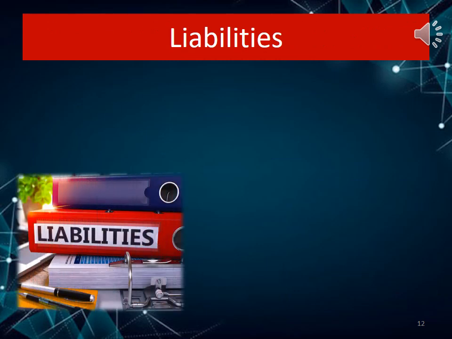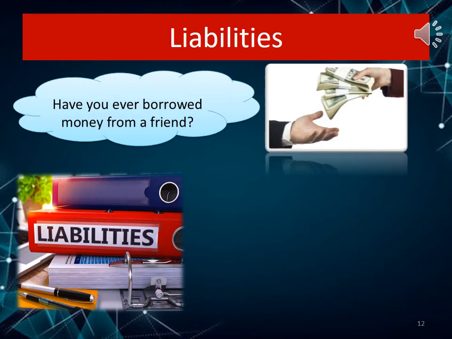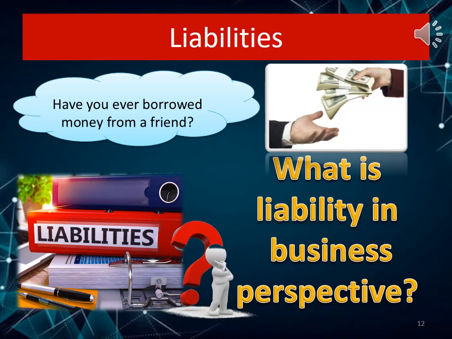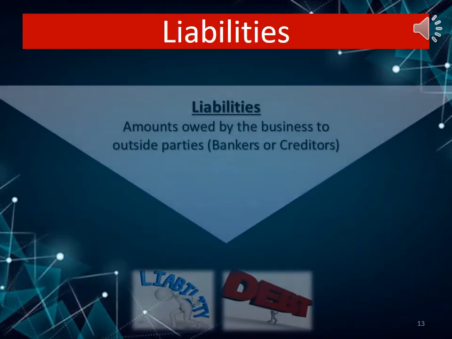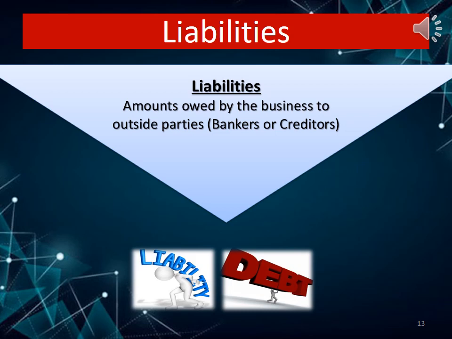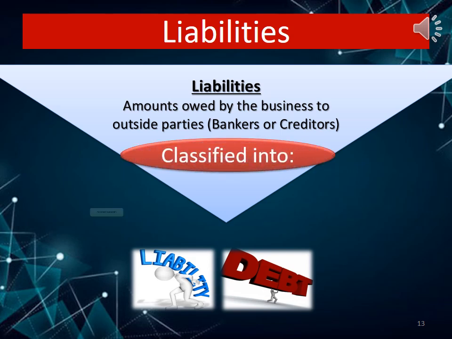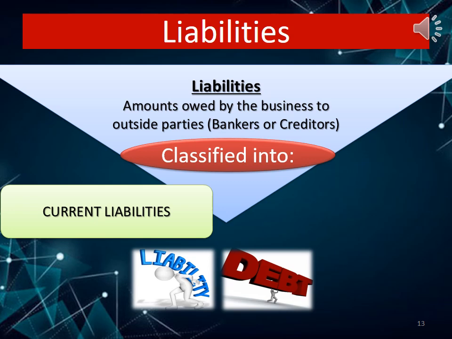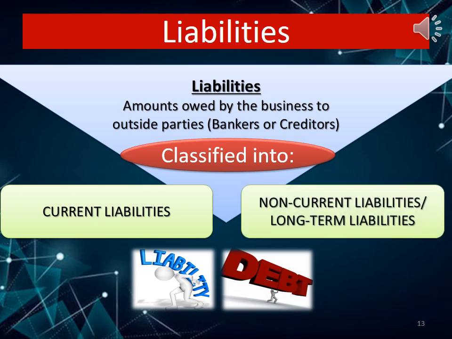is liability. Have you ever borrowed money from a friend? If yes, that means you know what liability is. Now, we will look at the liability term in business. Liabilities are amounts owed by the business to outside parties. Liabilities can also be seen as the external parties' claims on the business assets. Liabilities are classified into current liabilities and non-current or long-term liabilities.